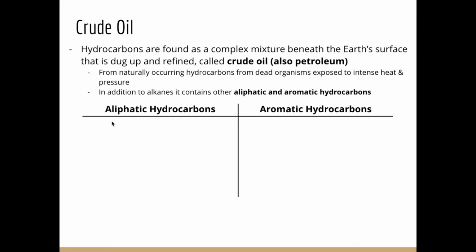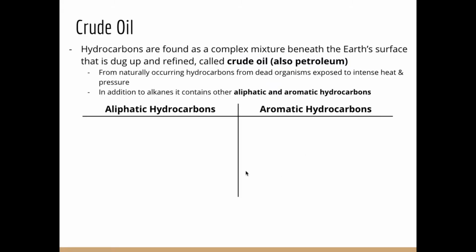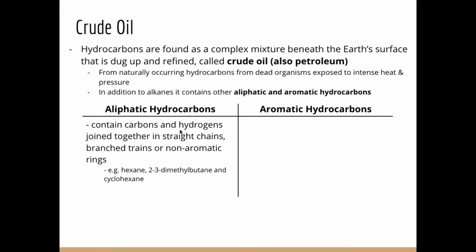All the hydrocarbons we've been looking at so far are our aliphatic hydrocarbons. These are our simple chains, our simple branches, or our simple cyclic molecules, hydrocarbon molecules more specifically. So these contain carbons and hydrogens joined together in straight chains, branched chains, or non-aromatic rings.